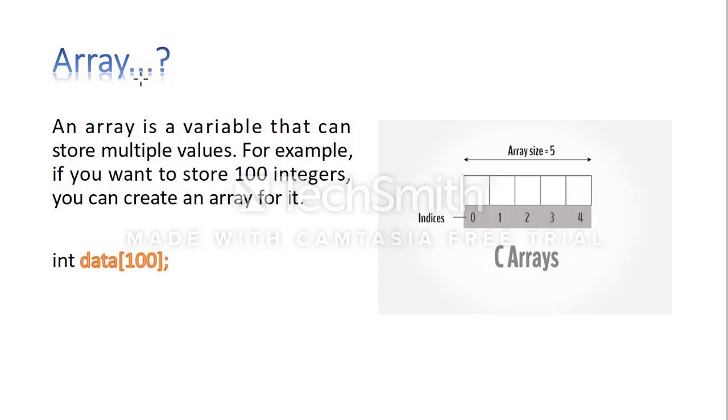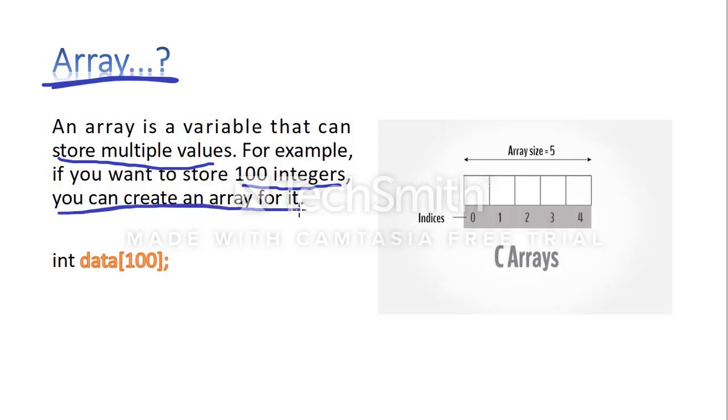Let's see here. What is an array? An array is a variable that can store multiple values. I told you now, you want to assign a number of values at a time to a single variable. So you can store multiple values to a single variable. For example, if you want to store 100 integers, at a time I am assigning 100 values to a single variable. You can create an array for that.